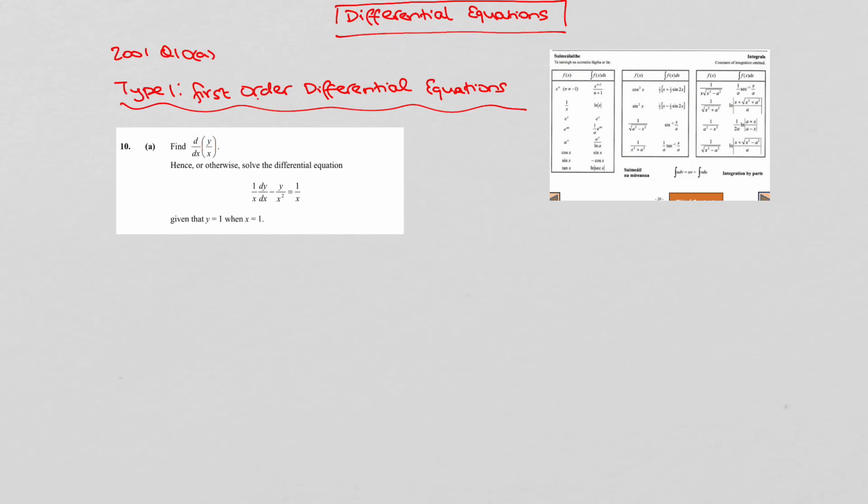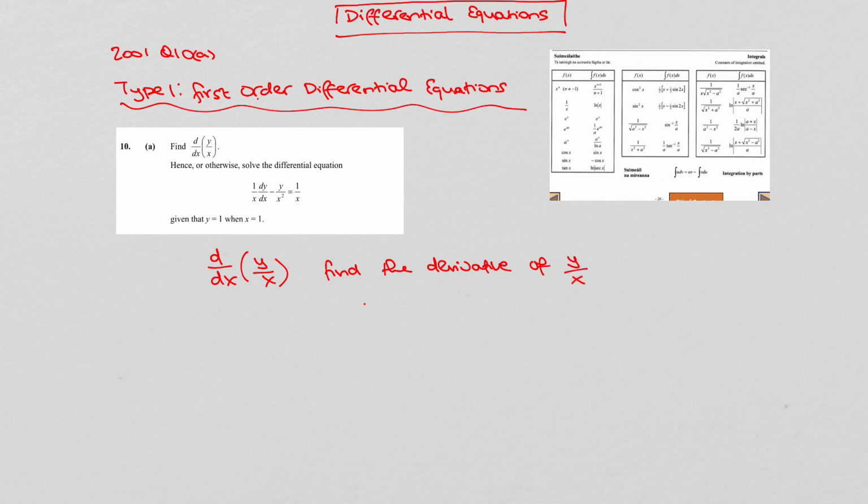Differential equations, 2001, question 10a. So this is type 1 first order differential equations. And the first part of the question says find d/dx of y over x. So basically what that means is find the derivative of y over x.